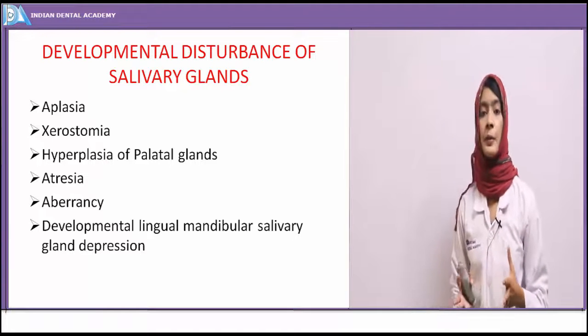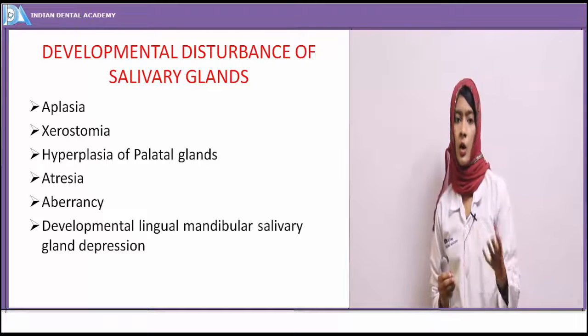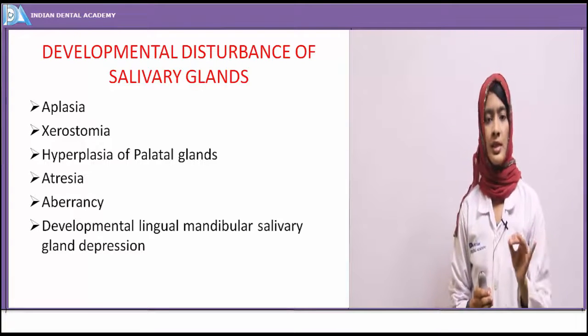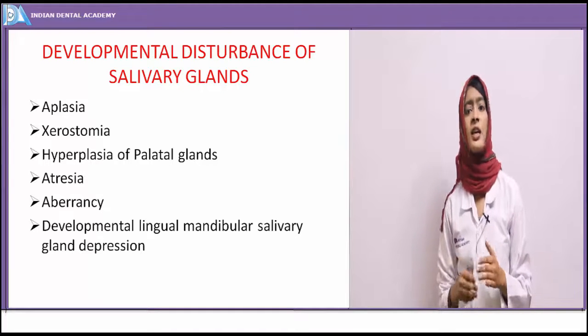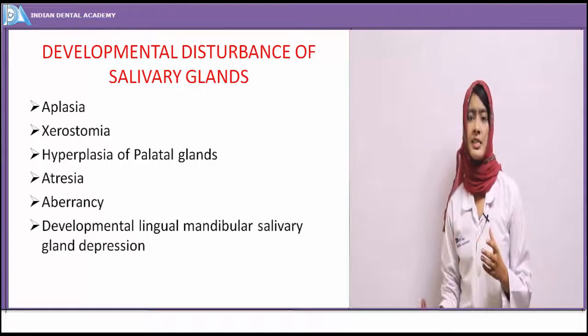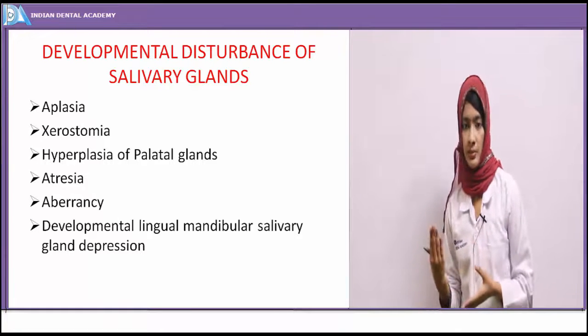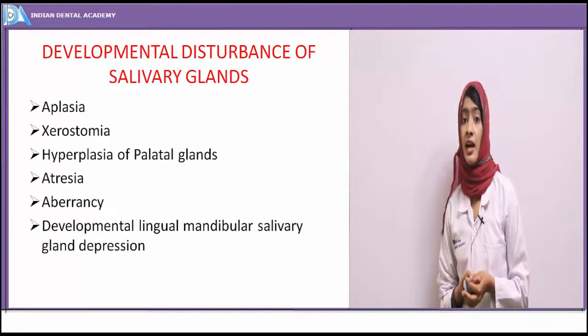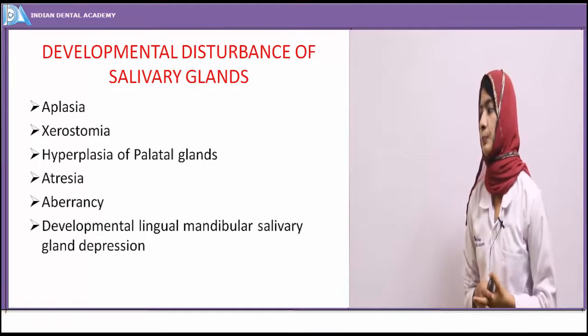Then next is hyperplasia of palatal glands. Normally, accessory salivary glands are present at the junction of hard and soft palate. If they are increased in size, they show hyperplasia. It is usually seen at the junction of hard and soft palate. A 0.1 to 0.2% prevalence is seen.